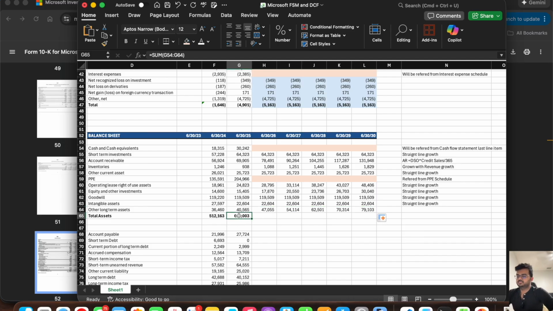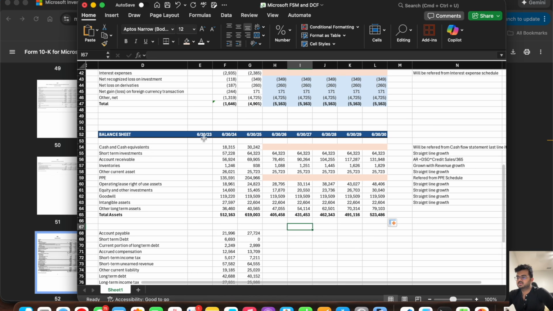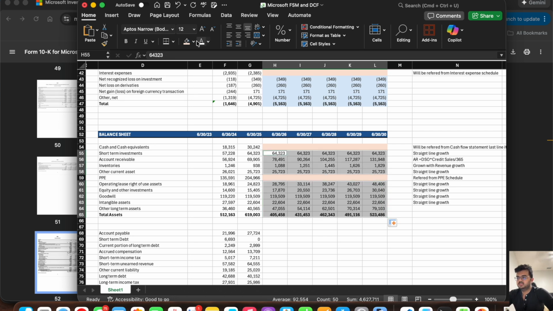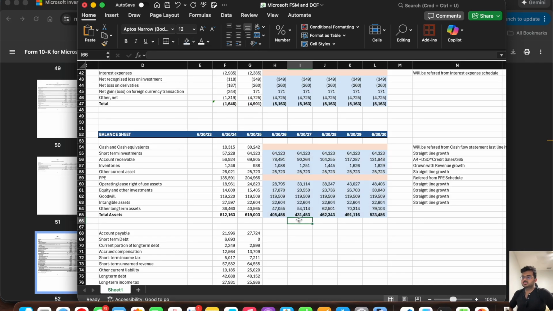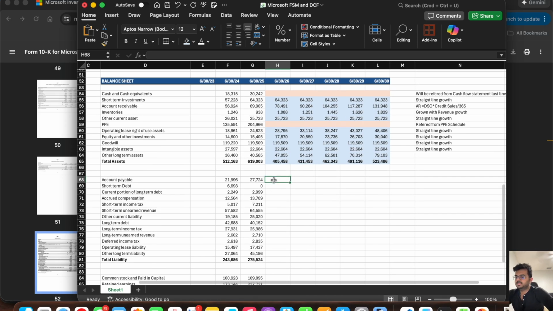So this is done. So now we have calculated all the line items for total assets except cash and cash equivalents and property, plant and equipment, which we will come back to later and update. Other than these, the asset section of the balance sheet is completed. Now let's move to accounts payable in the liability section.